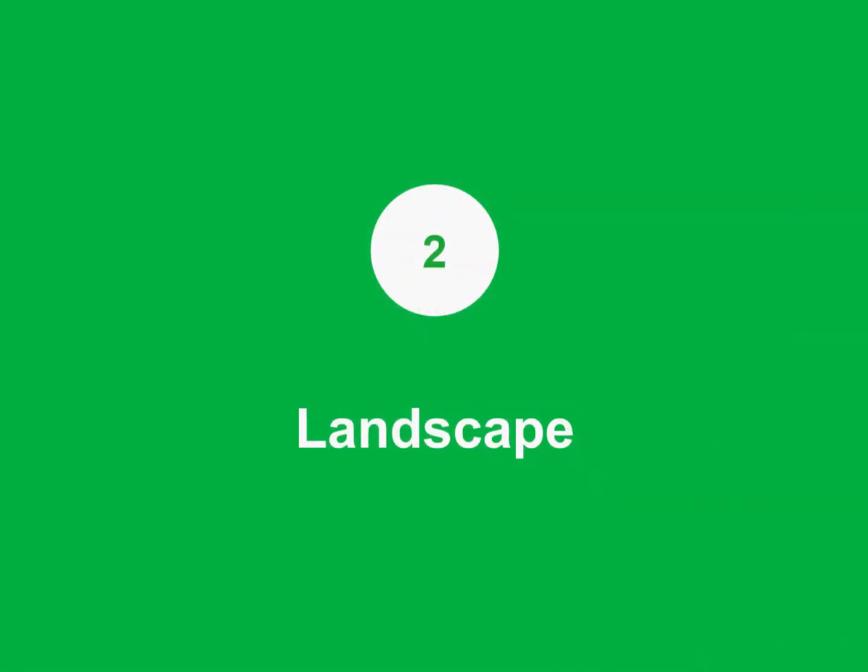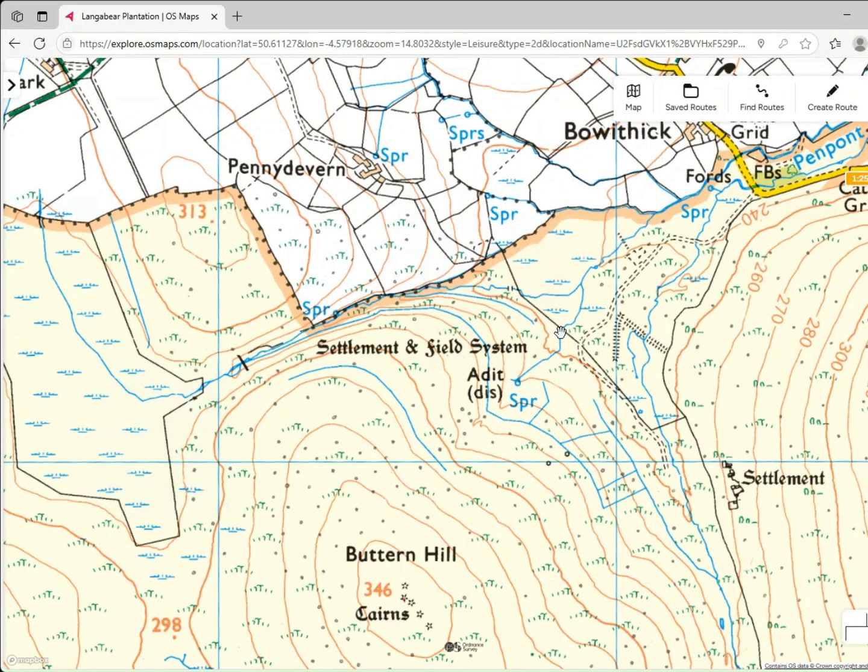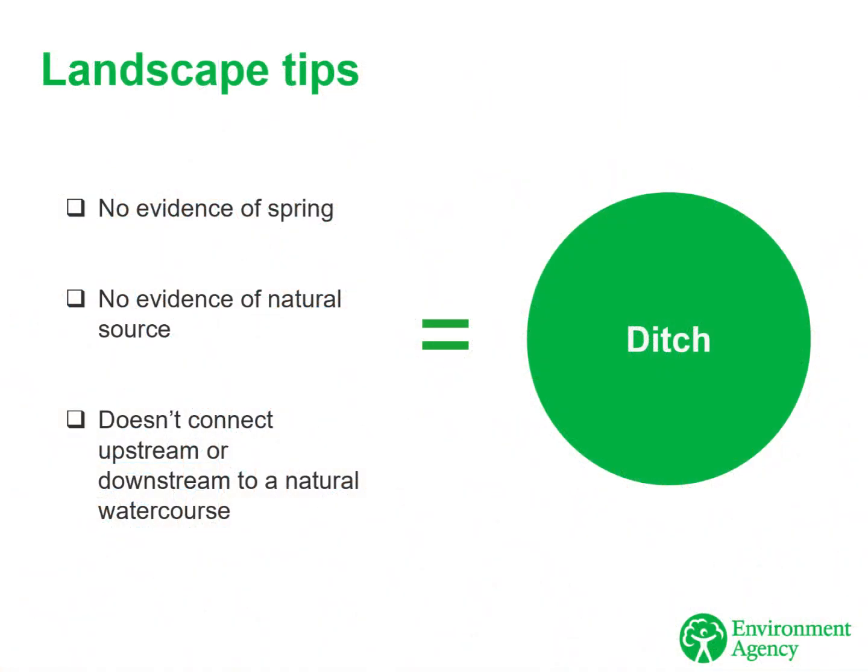Number 2, landscape. Using OS mapping, can the watercourse be traced back to a natural spring or source? Does the watercourse connect upstream and downstream to a natural watercourse? If not, the watercourse is likely to be a ditch.